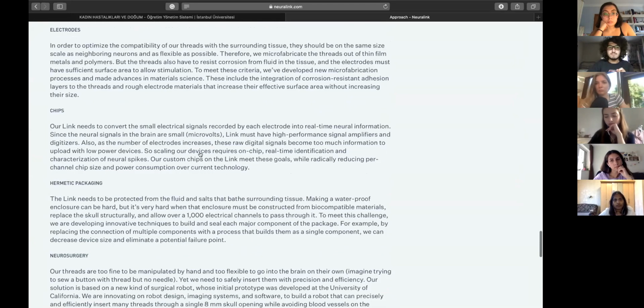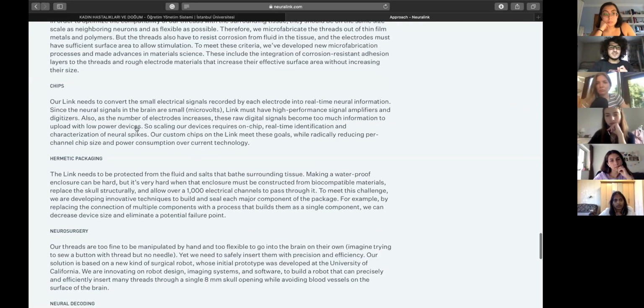Then we have chips. And again, this is really important. Neural signals in the brain are small. They're like microvolts of signals. And the scale on our devices requires on-chip real-time identification and characterization of neural spikes.